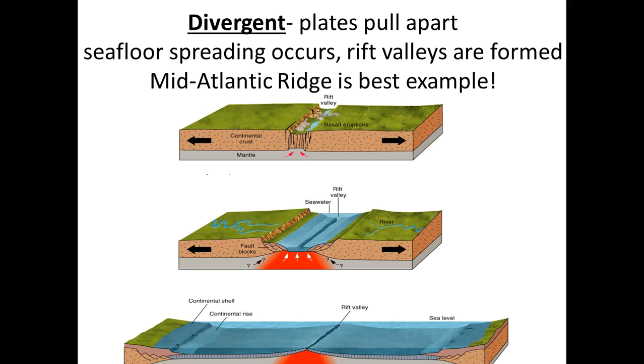Then we look at the way the plates move on that mantle. So divergent plates are the ones that are pulling apart. Seafloor spreading is happening when these plates are pulling apart. Rift valleys are formed from those seafloor spreadings. And the Mid-Atlantic Ridge is the best example of divergent boundary.